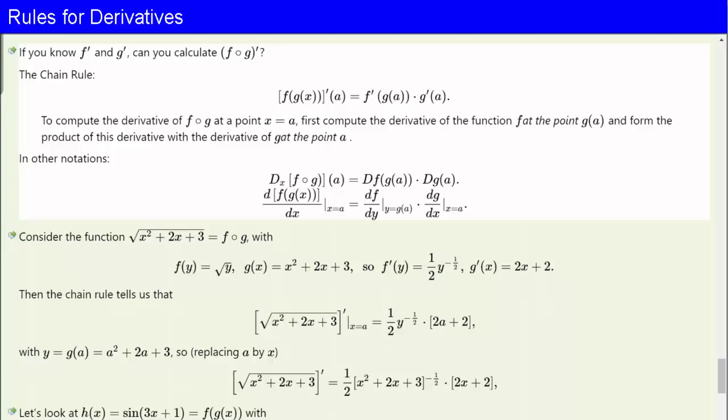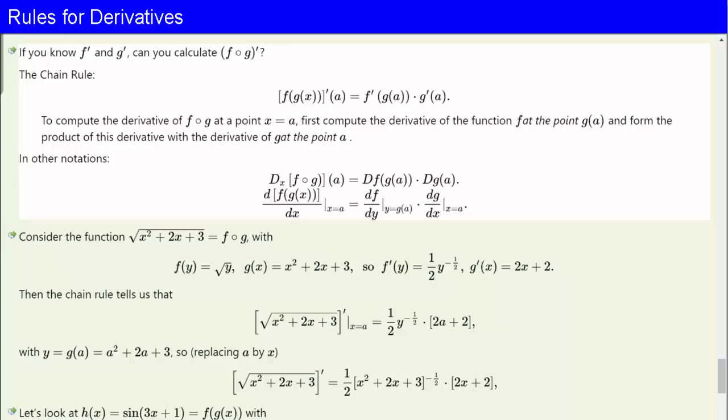In other notations, the derivative with respect to x, capital D subscript x, of f composition g, evaluated at a, is df at g at a times dg at a. Or d by dx of f of g of x is df dy at y equal g of a times dg dx at x equal a.